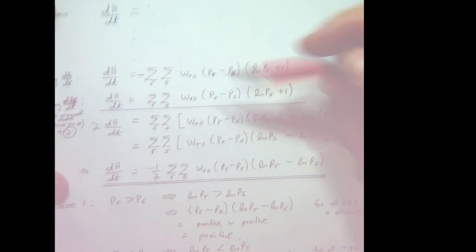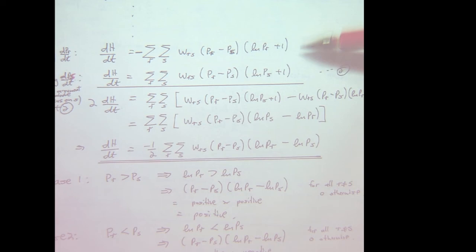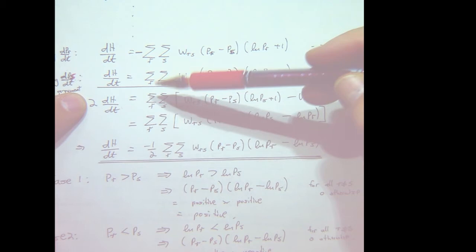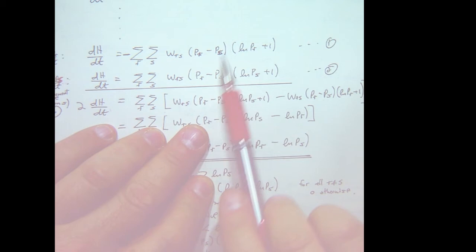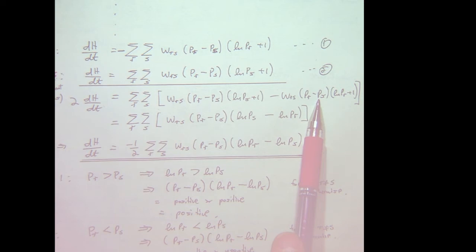And that's also using the principle of detailed balance. In fact, this one was using the principle of detailed balance. Right. And then you just add that to that. So you get 2 dH by dt. And there's this double sum: WRS (PR minus PS) (LN PS plus 1). Minus, oh, in fact, it's that. It's just a copy, exactly. I mean, just copy that.